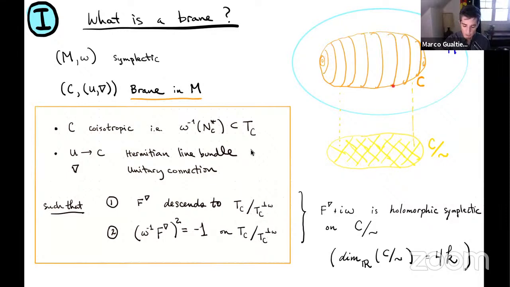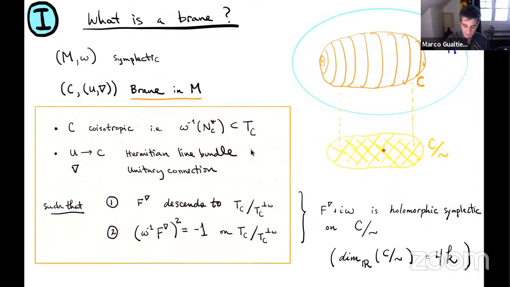Any coisotropic will have a characteristic foliation. I've drawn it as if this characteristic foliation has a leaf space, the coisotropic mod equivalence relation. We all know that the symplectic form, when restricted to C, will descend to the leaf space. That's symplectic reduction. So omega will descend to the leaf space, but we are requiring that not only does omega descend, but also the curvature of this unitary connection descends. So both omega and F descend.